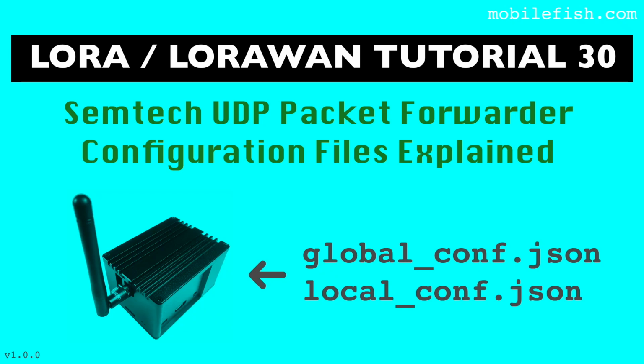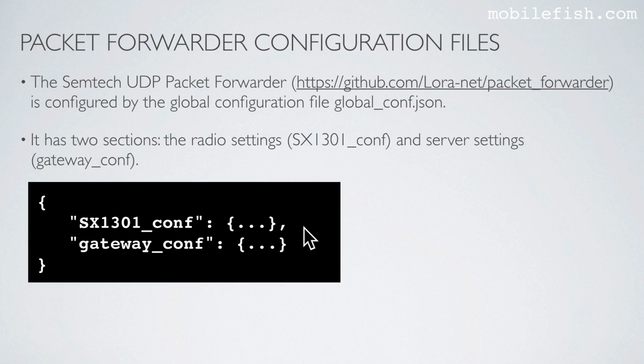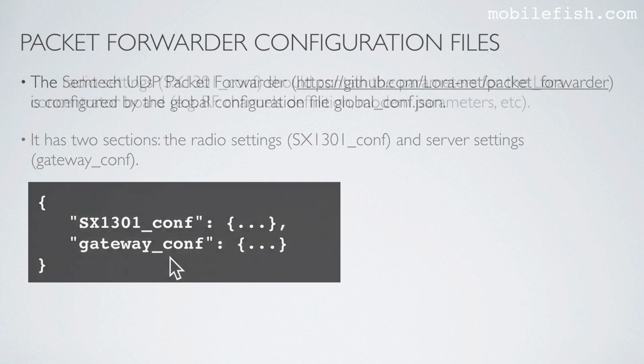In this tutorial, I will give a simplified explanation of what the parameters mean in the global and local JSON configuration files. The Semtech UDP Packet Forwarder, the code can be found at this GitHub page, is configured by this global configuration file. It has two sections, the radio settings, indicated by this parameter, and the server settings, indicated by this parameter.